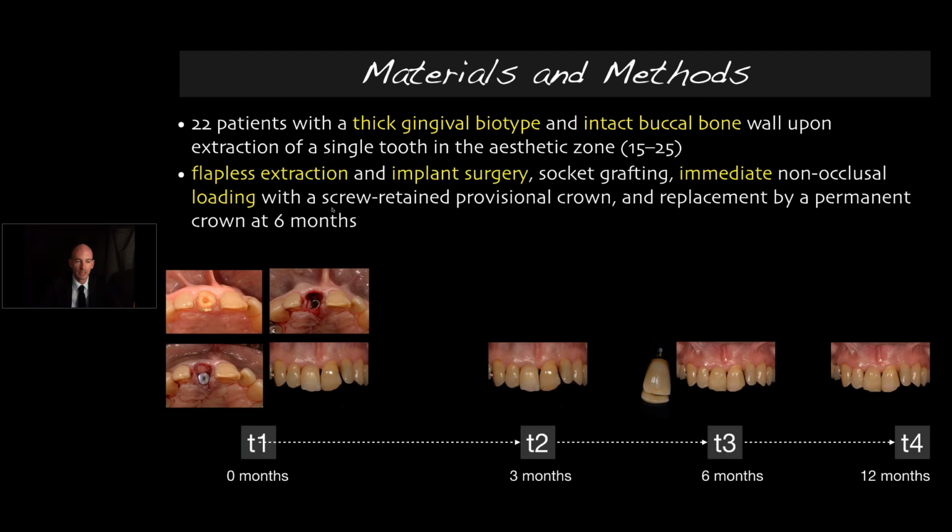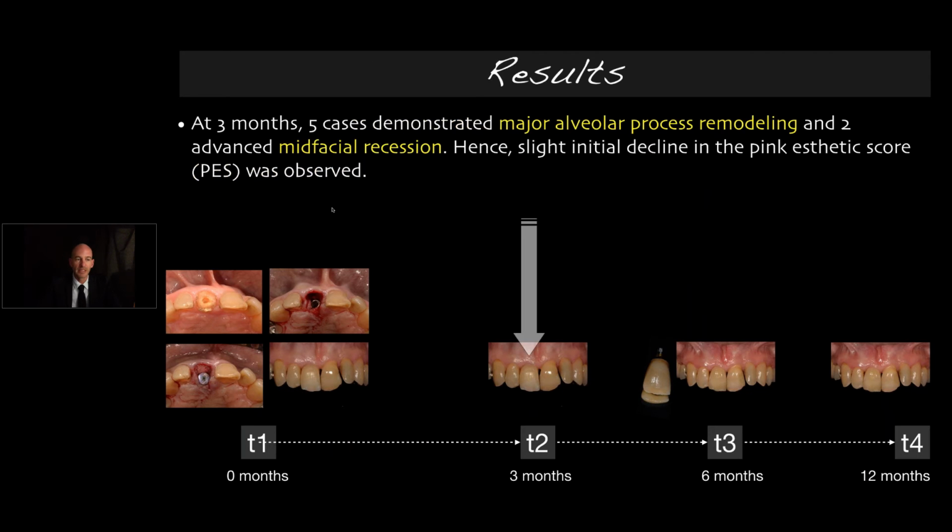They then performed flapless extraction and implant surgery, so obviously immediate implant placement. They grafted the sockets, had immediate non-occlusal loading, and 6 months later, a final crown was inserted. So we have different time points up to 12 months. It's quite interesting that at 3 months post-implant placement, 5 of the cases demonstrated major alveolar process remodeling and 2 advanced midfacial recession.